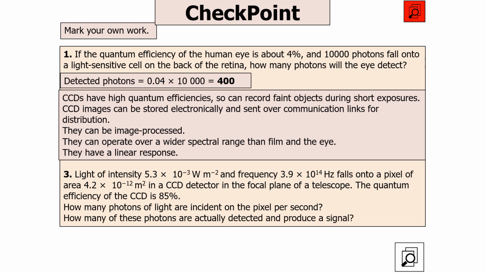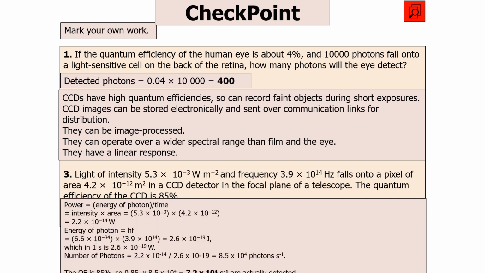And then finally, in this next question, power is going to be equal to the energy of the photon over time. So that's intensity times by area, so you can work it through to be 2.2 times 10 to the minus 14 watts. Now the energy of a photon is equal to HF, so you can say HF is going to be 6.6 times 10 to the minus 34 times by 3.9 times 10 to the 14, so you get 2.6 times 10 to the minus 19 joules.